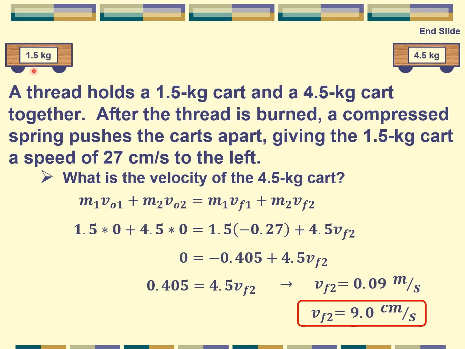If the first mass is 1.5 kilograms and the second mass is 4.5 kilograms, that means the second mass is 3 times the mass of the first one. Well, if it's 3 times the mass and has to have the same momentum, then it has to have 1/3 of the velocity. So if the velocity of the first car is 27 centimeters per second, then 1/3 of that will be 9 centimeters per second. So it goes along with conservation of momentum: mass times velocity gives you your momentum, and each one is going to be equal and opposite because the total initial was 0, so the final also has to be 0, with one being positive and the other being negative.